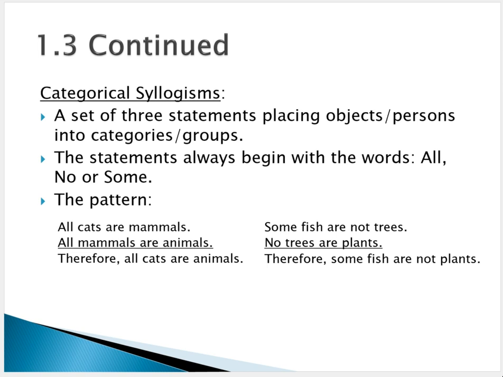So here are two examples. All cats are mammals. All mammals are animals. Therefore, all cats are animals. Very simple. You could go from cats are mammals, mammals are animals, therefore cats are animals. Another: some fish are not trees, and no trees are plants. Therefore, some fish are not plants. Nonsensical, but it follows the pattern where you have two premises that are true, and then you have a conclusion.